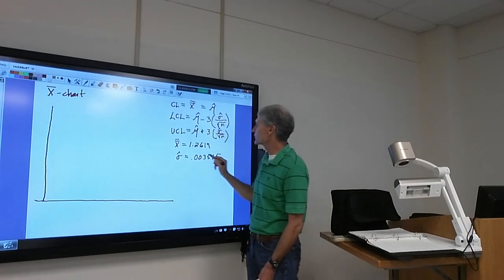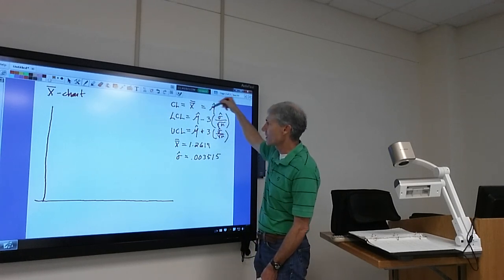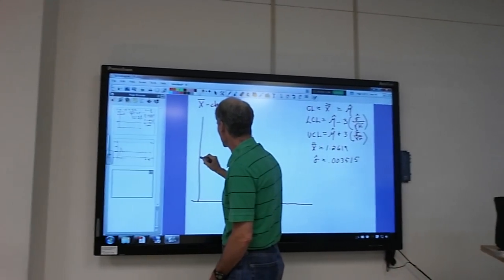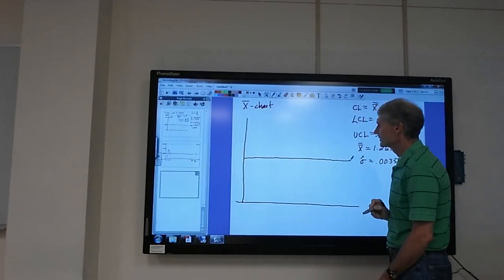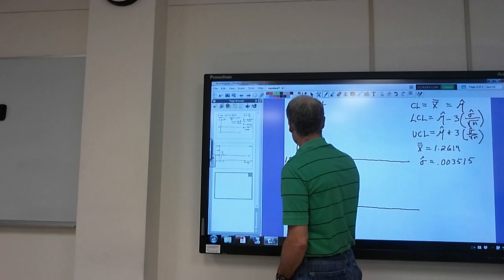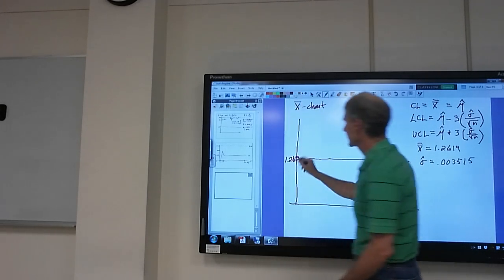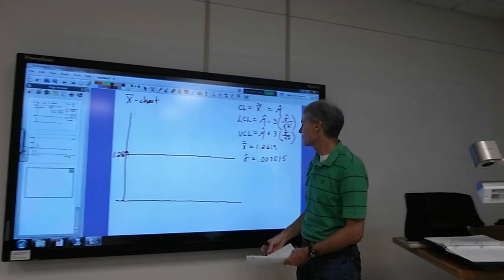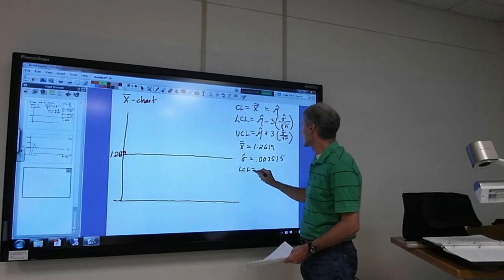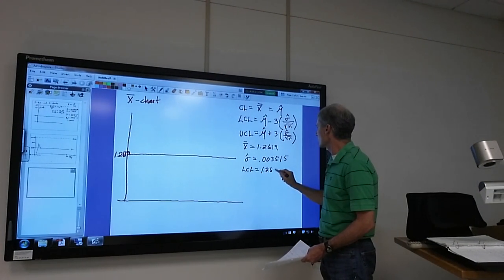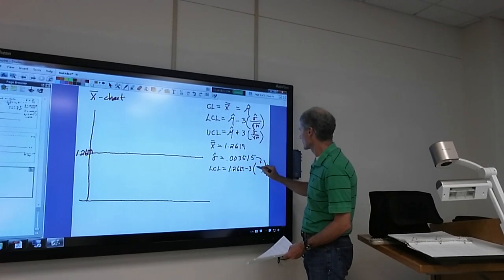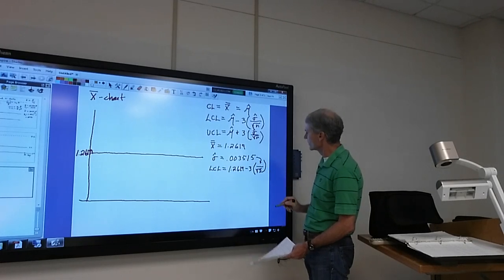Okay, here we go. Center line is just x bar bar. So at 1.26, that looks to be exactly right there. So that's 1.2619. Kind of ran out of room, but that's what that says, 1.2619. And then lower limit. 1.2619 minus 3 times that number, so I don't have to rewrite it, over the square root of 2.